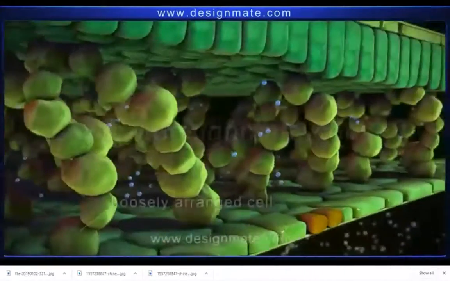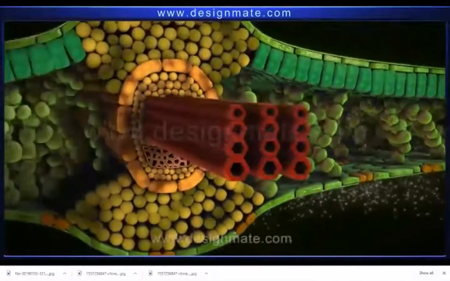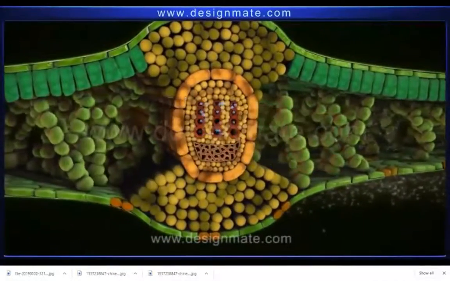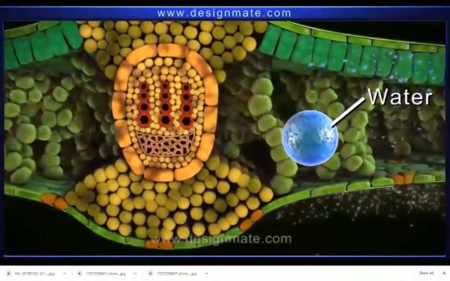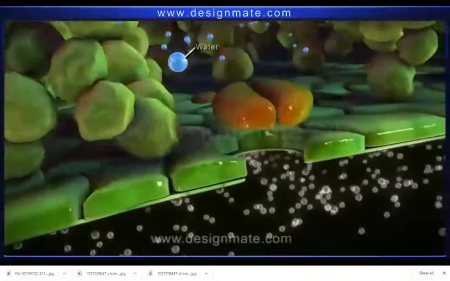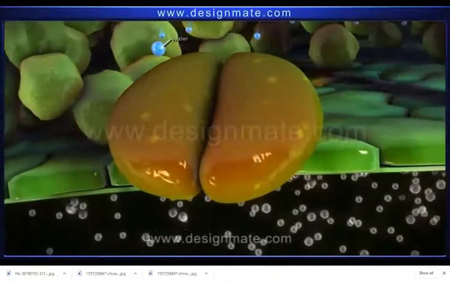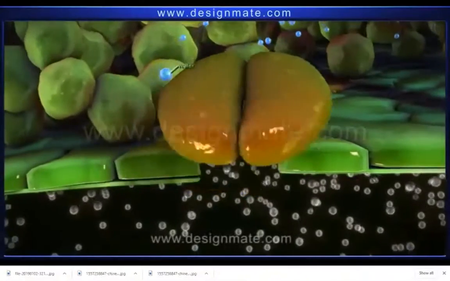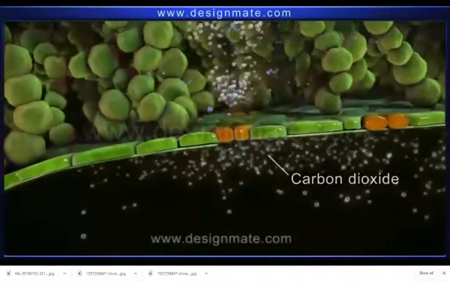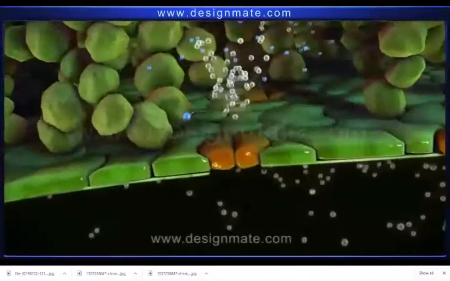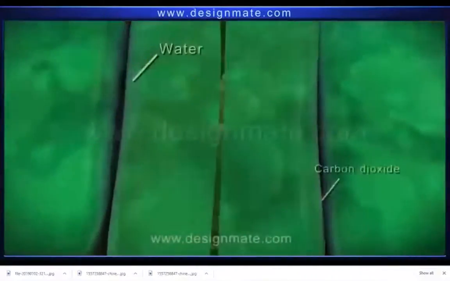The next layer has loosely arranged cells with large air spaces. The section also shows tubes specific for transporting the absorbed water into the leaves. The lower layer has many pores called stomata. Each stoma is surrounded by two guard cells, which regulate opening and closing of the stomata. A leaf absorbs carbon dioxide from the environment through these stomata, which after passing through air spaces, enter into the chlorophyll-containing cells.